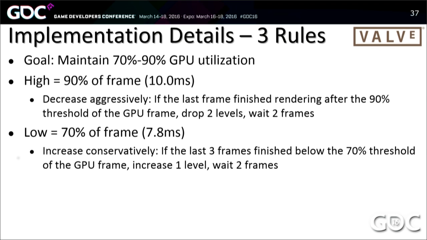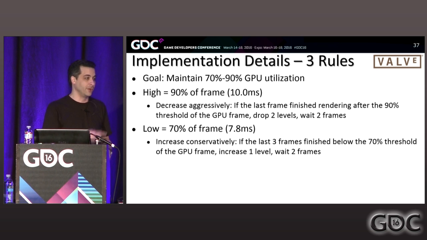On the low end, if we have 3 consecutive frames below the 70% threshold, which is about 7.8 milliseconds, I will then conservatively increase by 1 quality level and start bringing the quality back up. And again, you have to wait 2 frames because you have 2 frames in the queue that are going to be using the old quality level.